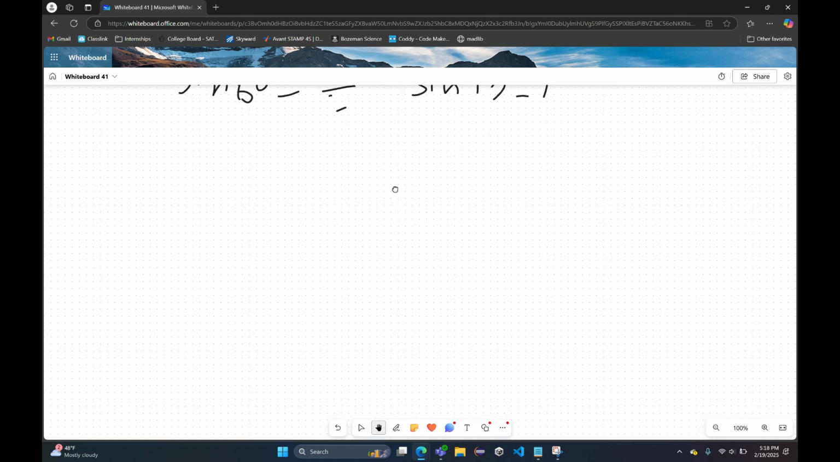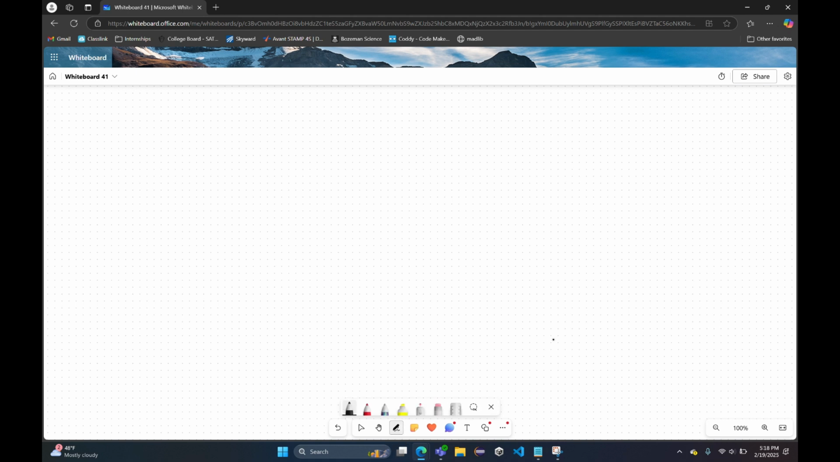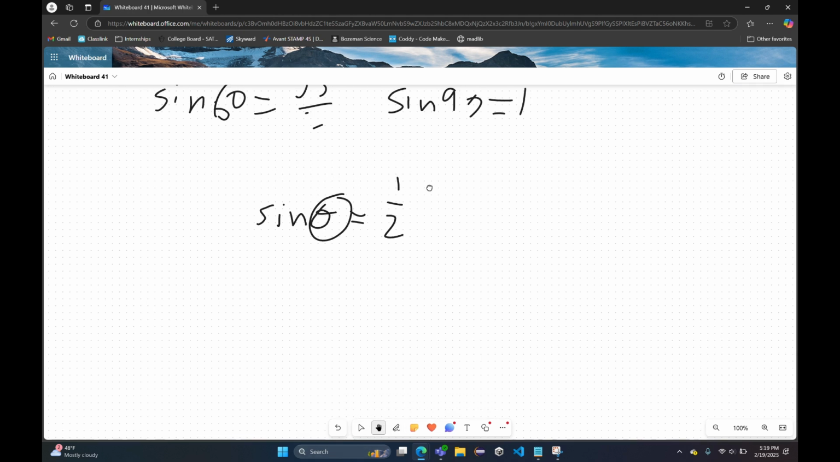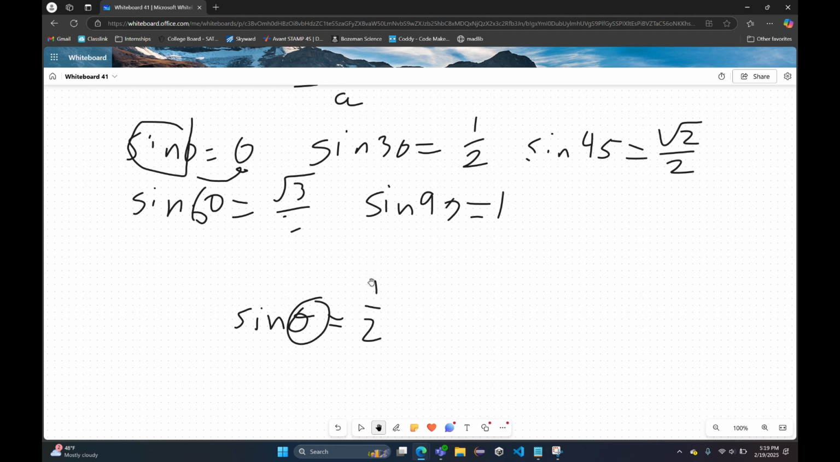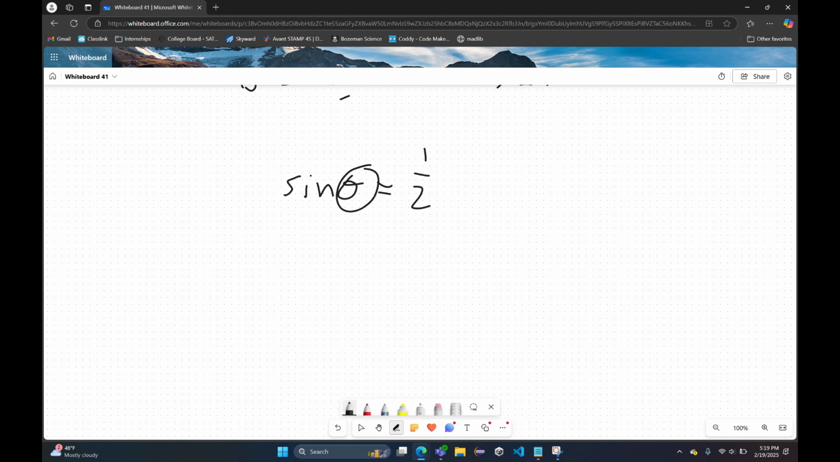But say instead I had something like this. Say I had sine of theta equals 1/2. How in the world am I supposed to find theta's value? Well, if we come right back up here, we can see that when sine of anything is equal to 1/2, then theta is 30 degrees, as we see right here. So from here, we could deduce that theta equals 30 degrees.